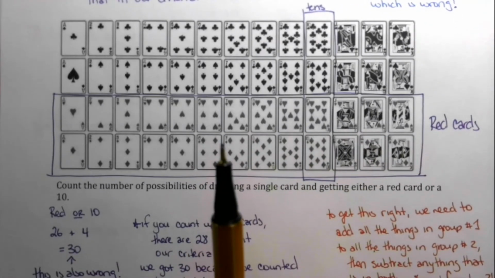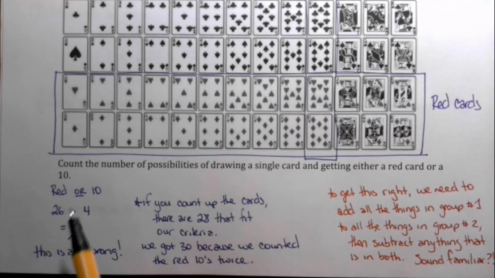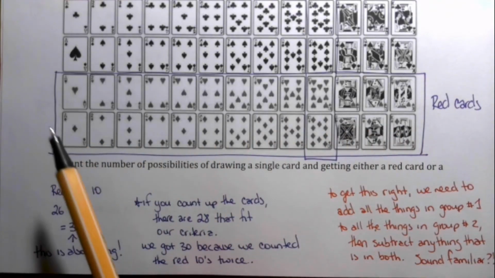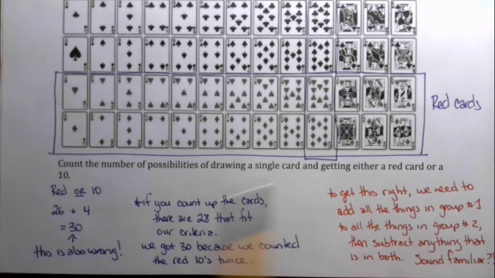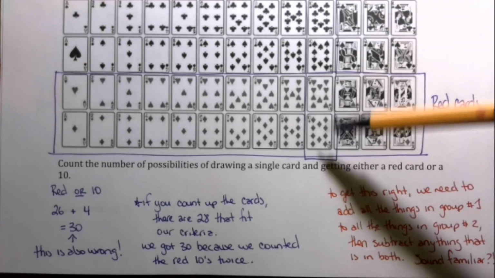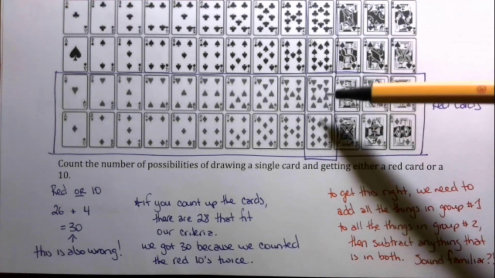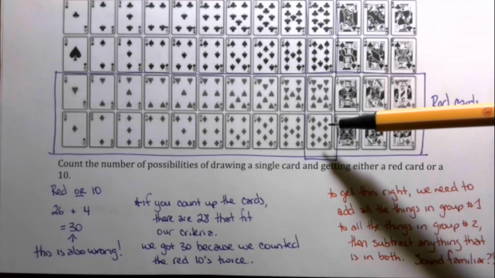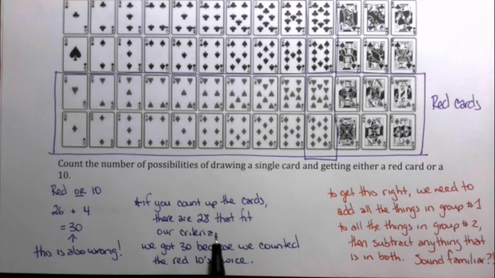If I count them separately, my red cards are 26, my 10s are 4, 26 plus 4 is 30, not 28. The problem is, when I count all my reds and I count my 10s, I'm counting these red 10s twice. So it says we should get 28, we get 30 because we counted the red 10s twice.